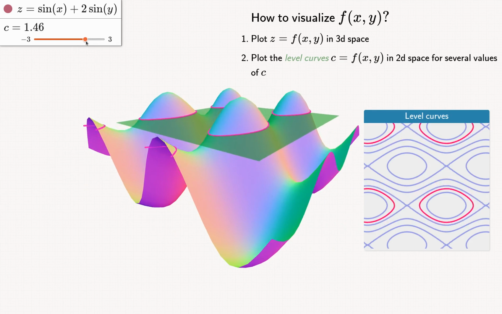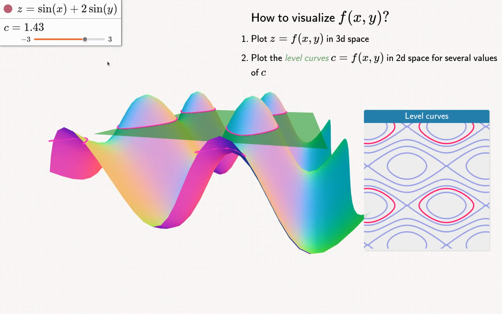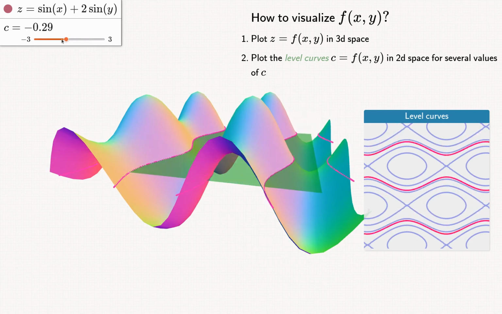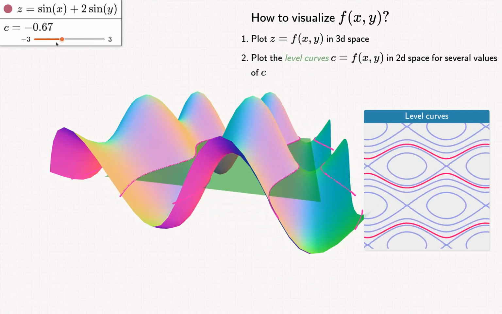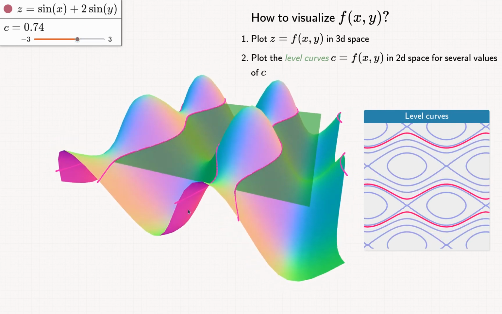So here are some different values of c. And so in the 3D picture you can see it cutting out all of the points where f(x,y) takes value 1.43, and here's the picture in the plane. So the blue values are for c equals like -3, -2, -1, 0, some integer values is what it's showing. So let me show a couple more examples like that.